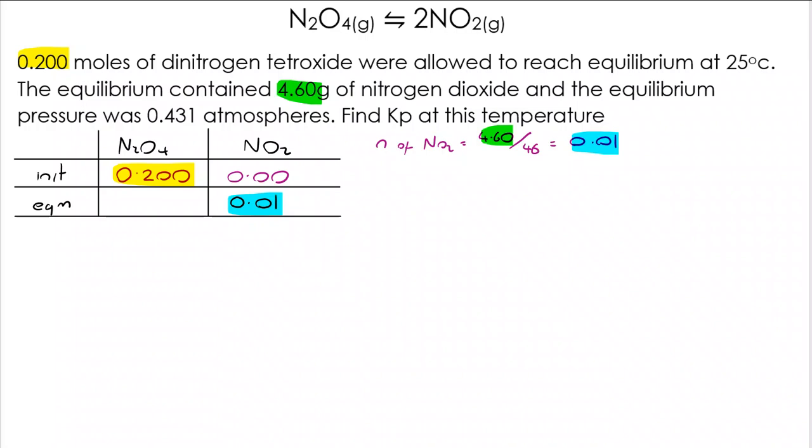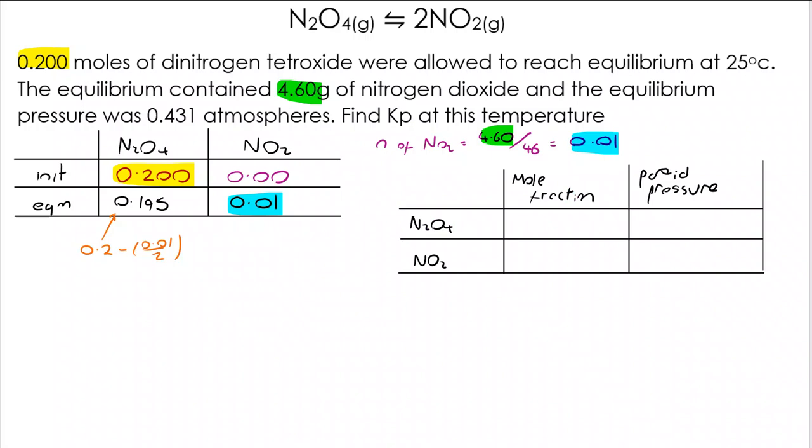And from there, we know 1 mole of N2O4 makes 2 moles of NO2. So to make 0.01 moles of NO2, I would need 0.005 moles of N2O4. So 0.2 take away 0.01 over 2 gives us 0.195 moles. Now from there, I can work out my mole fraction. In each case, I'm dividing by 0.205, the sum of the total number of equilibrium moles. And that gives me mole fractions of 0.95 and 0.05.